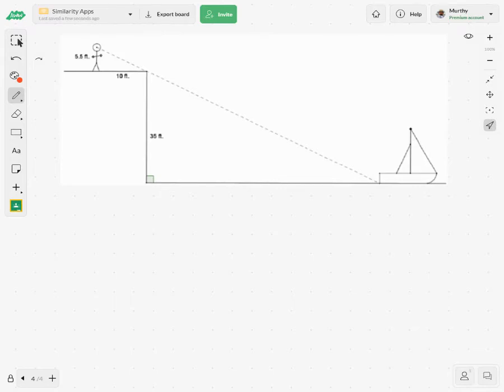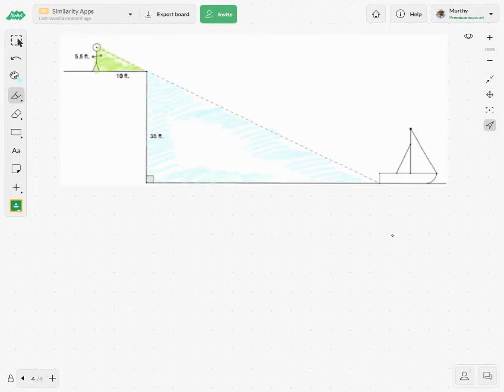Now, first of all, I see two right triangles here. One is the person and his shadow. This one is making a right triangle, and the second one is the building standing on the ground. Of course, it is 90 degrees. And the boat is approaching the building, so I see another right triangle.